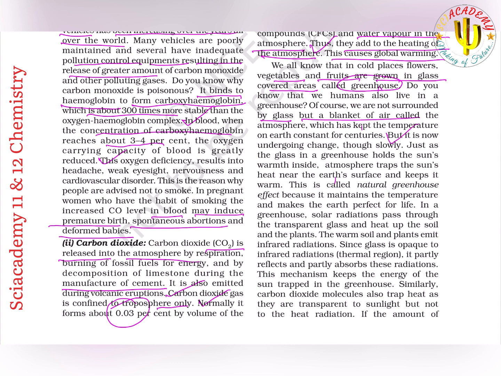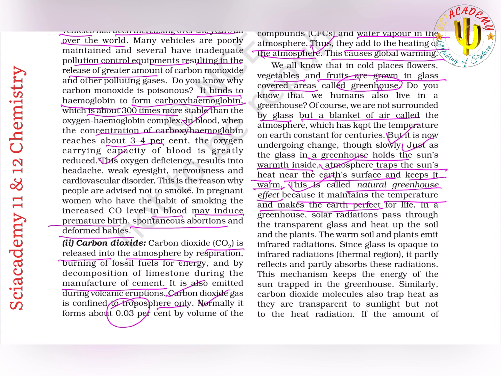But it is now undergoing change, though slowly. Just as the glass in a greenhouse holds the sun's warmth inside, the atmosphere traps the sun's heat near the Earth's surface and keeps it warm. This is called the natural greenhouse effect because it maintains the temperature and makes the Earth perfect for life.